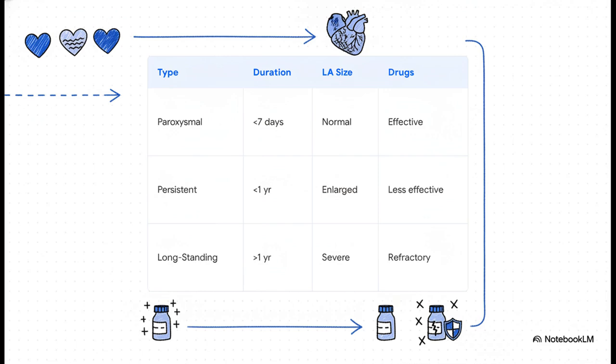Notice how the duration correlates directly with actual structural changes. As time goes on, the left atrium goes from a normal size to severely enlarged, and the scar tissue burden goes from low to high. Look at the drug efficacy row. It plummets from often effective down to usually refractory. This is exactly why early intervention is absolutely critical before that tissue remodels permanently.